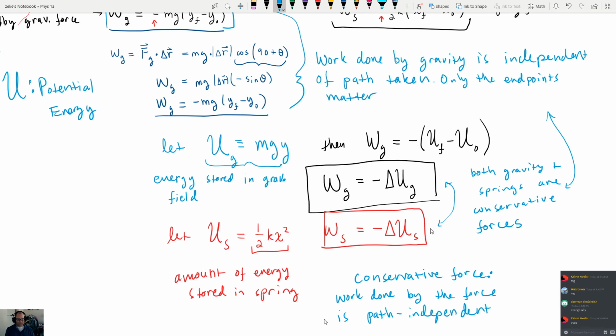And if that's confusing to you, we'll talk about what a non-conservative force is next. And I'll give you an example. Friction is an example of a non-conservative force.